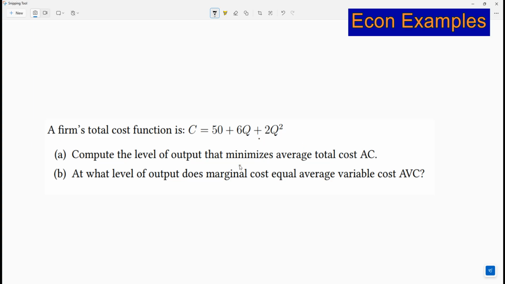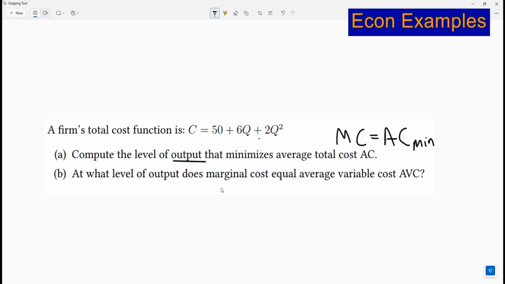In this problem, we're going to figure out the output level that minimizes average total cost. This is also the quantity where marginal cost equals average cost, because that always happens at its minimum. There are various reasons why that happens. Today we're just doing the math, but there is some reasoning there. If you want to pause the video and try it out for your own practice, that's a great idea.